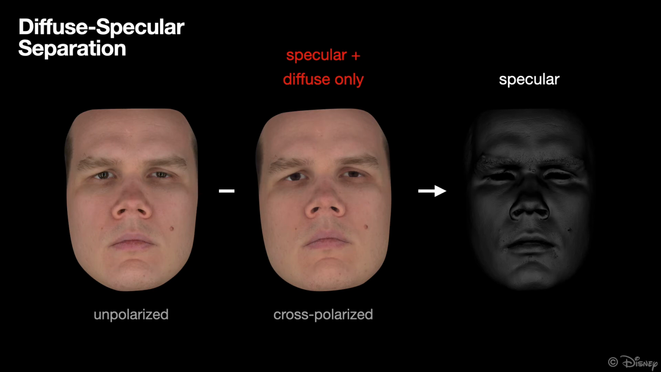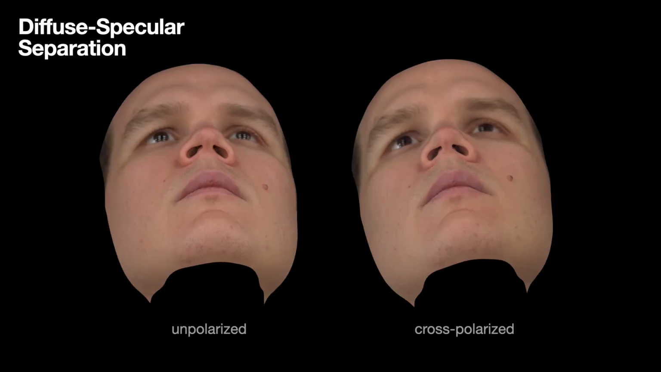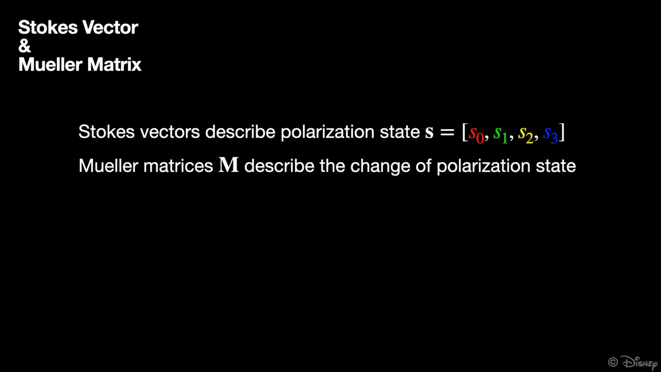in the cross-polarized imagery. In our setup, we observe degradation in diffuse specular separation, especially for the camera that views the face from below, which is evident from the specular reflections in the eyes. We instead model polarization with Stokes vectors and Mueller matrices explicitly in our renderer. The four-dimensional Stokes vector describes the polarization state of the light. The entries correspond to the intensity, the horizontal vertical component, the diagonal component, and the circular component.